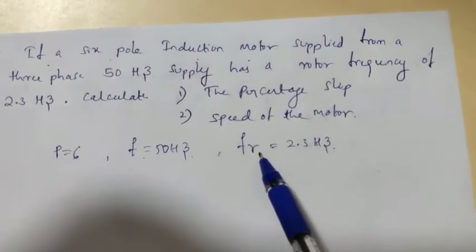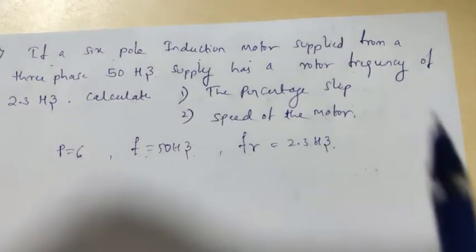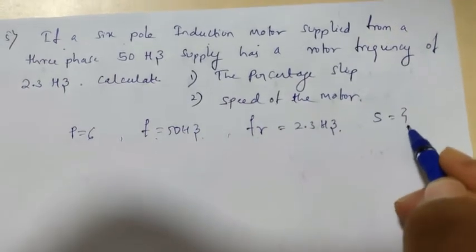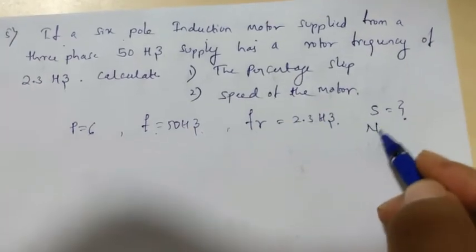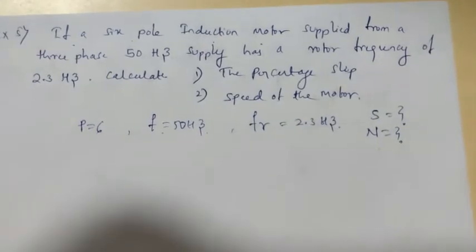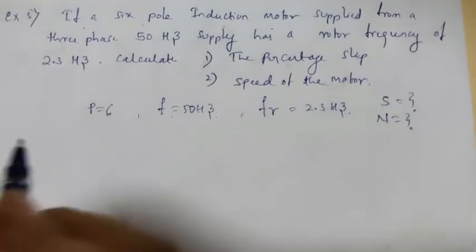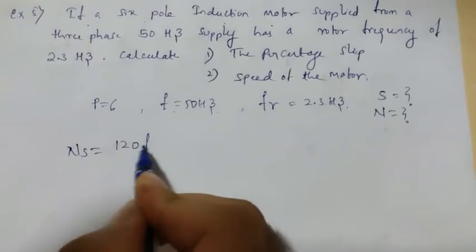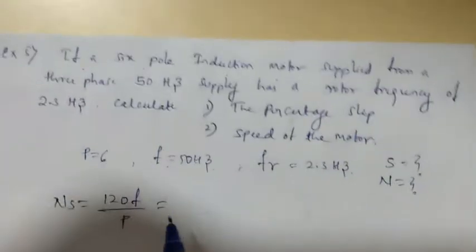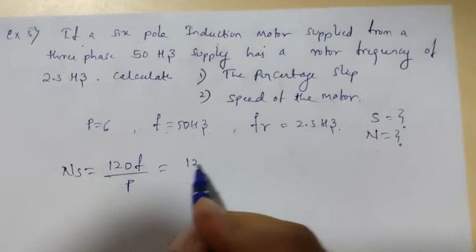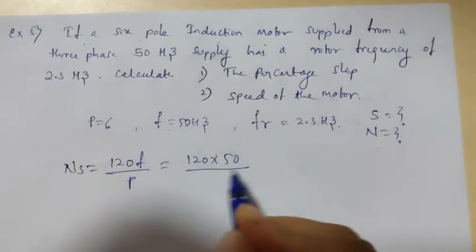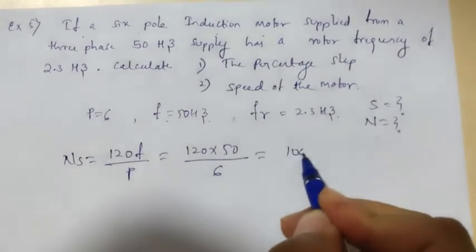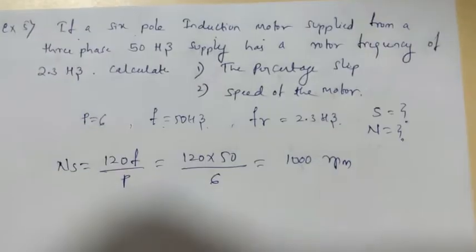Okay, calculate the percentage slip. So S you have to calculate, and the speed of the motor N you have to calculate. First I will calculate Ns is equal to 120 F by P. So 120 into F, which is 50 Hz, by P, which is 6. You will get 1000 RPM, that is the synchronous speed.